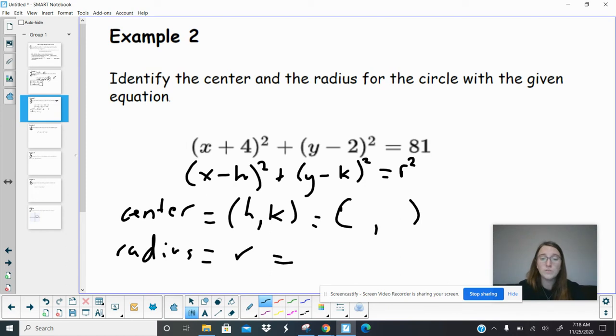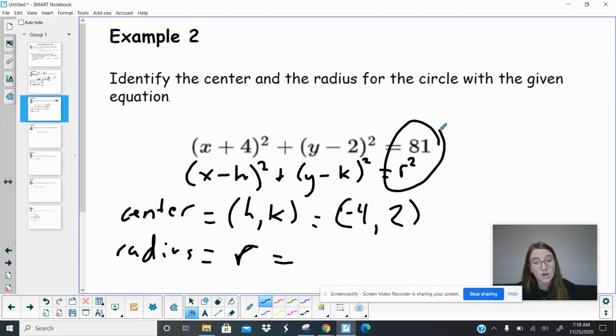So what should be our center here? If I see +4 and -2, what's my center? -4 and +2. Again, the set equation goes x minus, whereas this goes x plus. We need to do the opposite, yeah? So -4, +2. And for the radius, once again, this is r squared. How am I going to get just the r? Go ahead and try it. Again, we're going to take the square root. If this is r squared, to get just r, I should take the square root. So the square root of 81 is actually a set number that is 9.